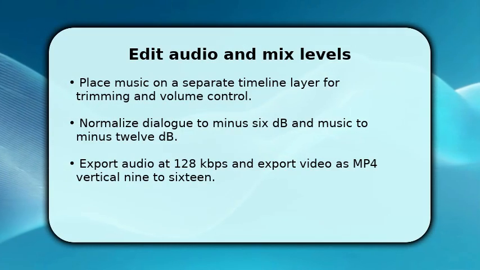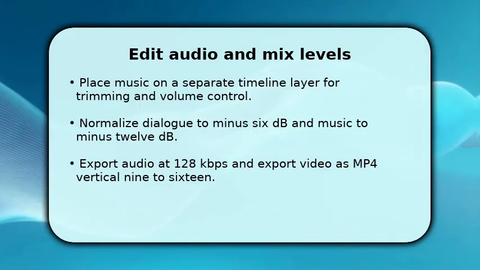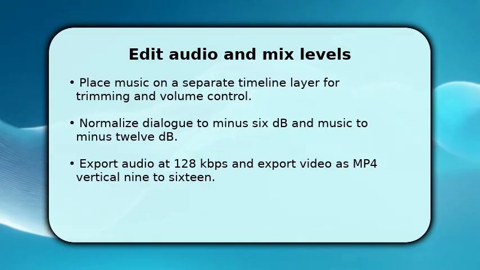Import your video and audio into a desktop editor like CapCut or DaVinci Resolve. Place music on a separate timeline layer for trimming and volume control. Trim audio to match cuts and add a half-second fade at each transition. Normalize dialogue to -6 dB and music to -12 dB.